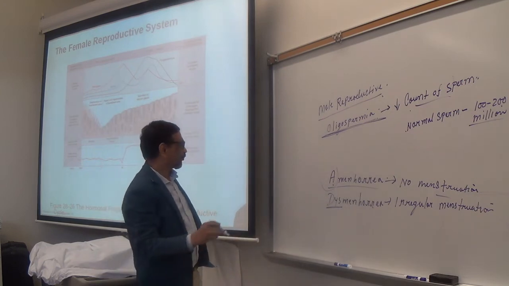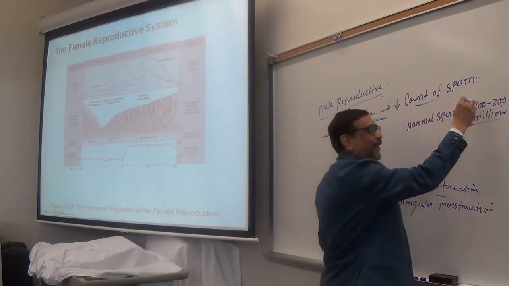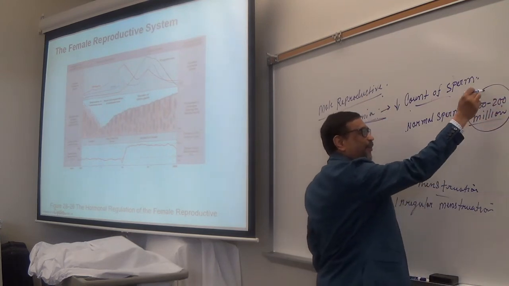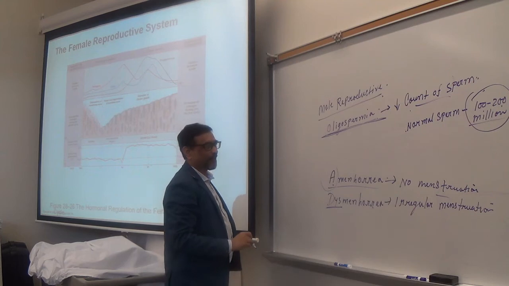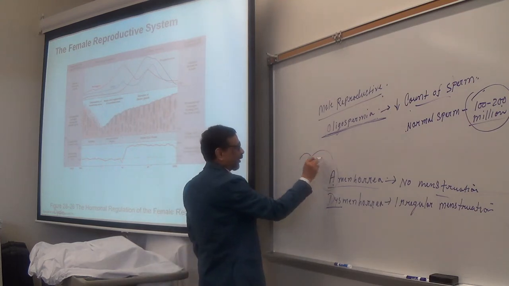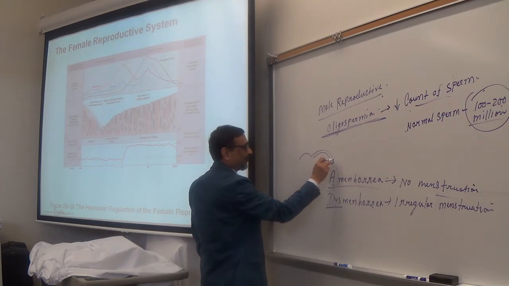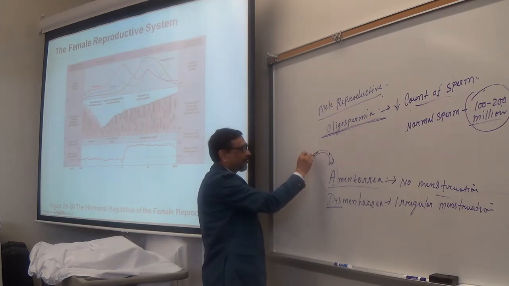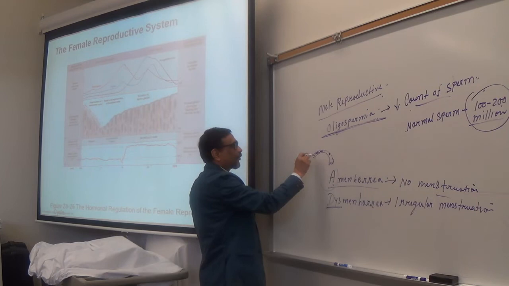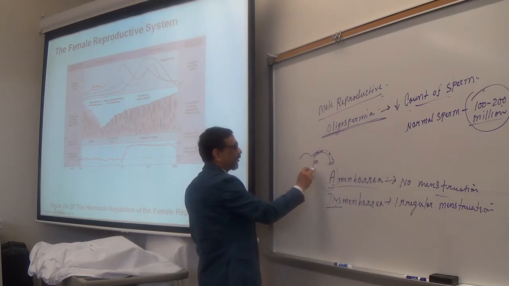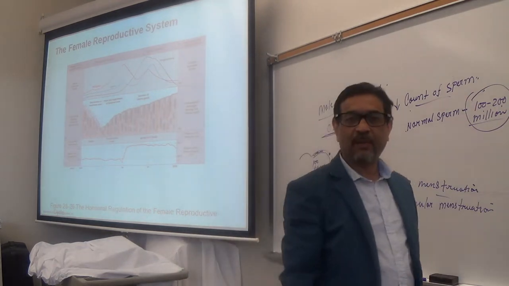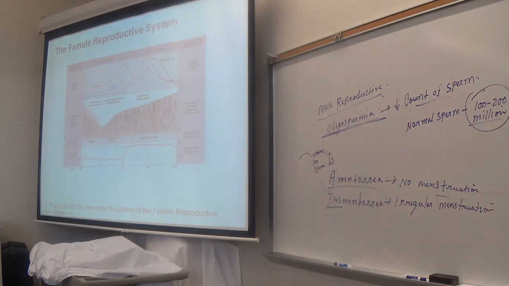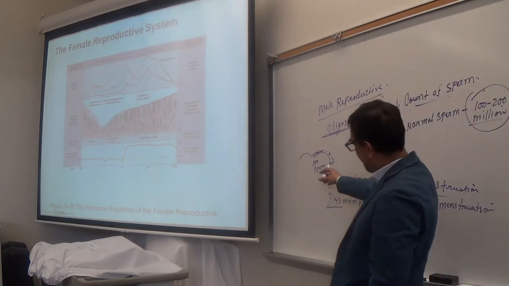Why? Because when the semen with the sperm enters into the female reproductive system, you remember the fallopian tube, uterine tube, right? Remember that? This is the ampulla, right? Where the egg comes and the sperm go there. So only about 100 sperm can enter into the uterine tube. Only a few, normally about 100 sperm, can enter into the uterine tube, right?